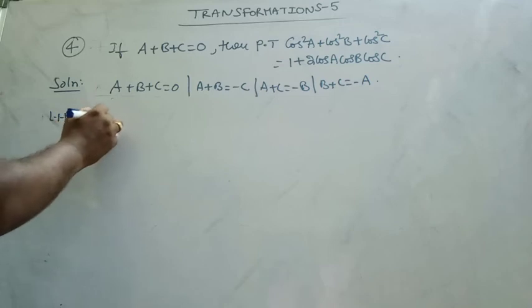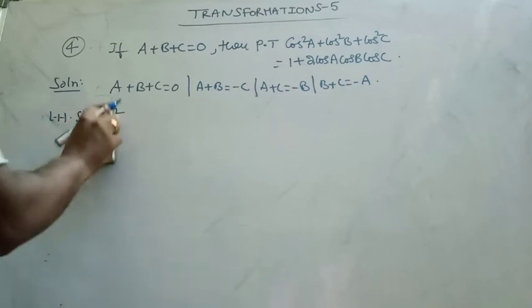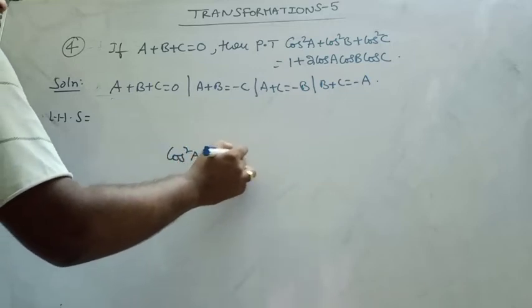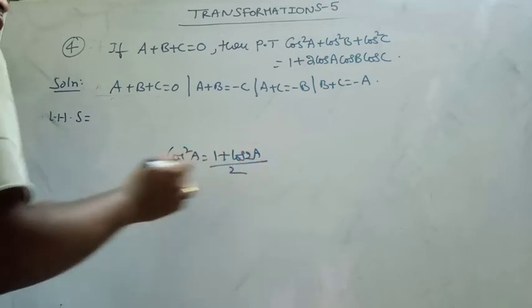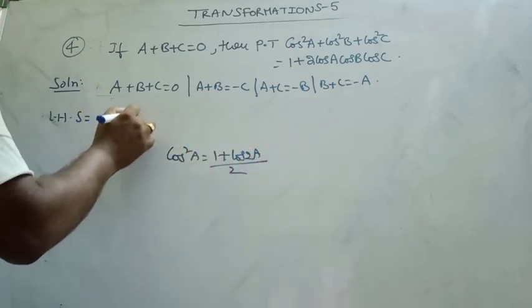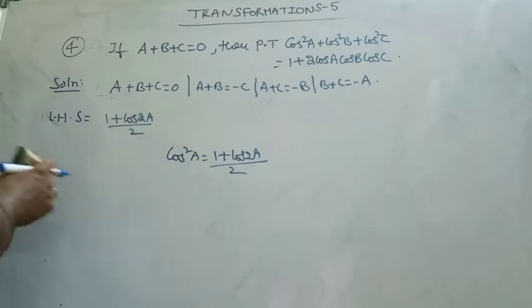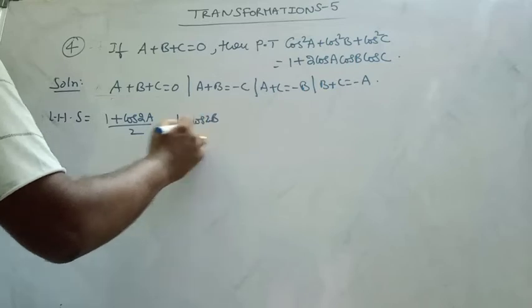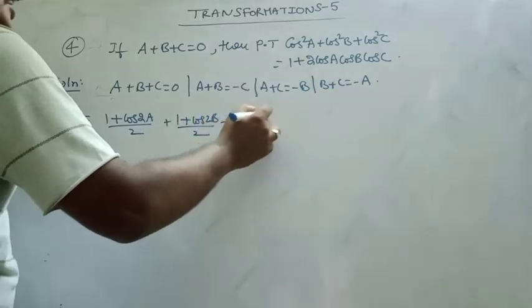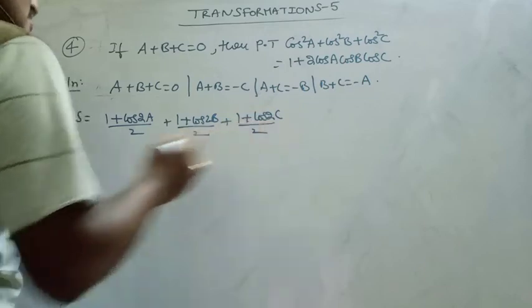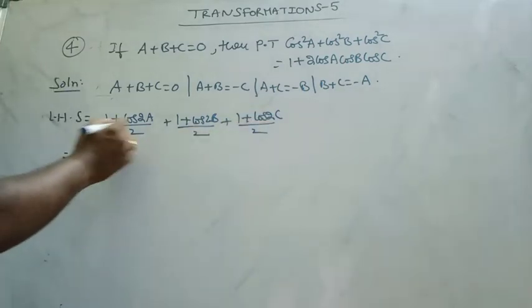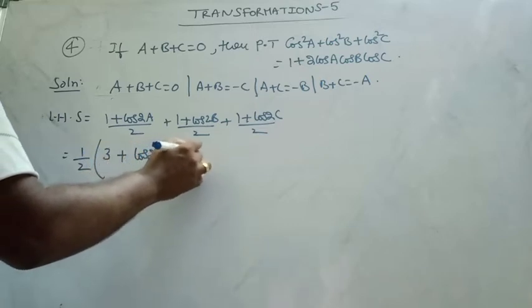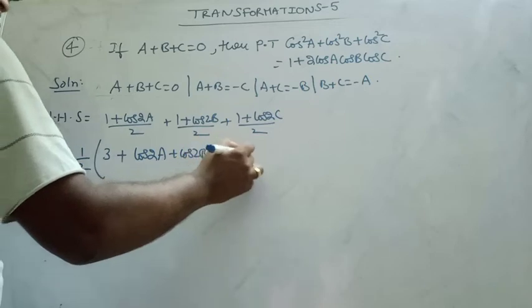This is equal to cos square a plus cos square b plus cos square c. Already I told you that the formula for cos square a is (1 plus cos 2a) by 2. Therefore this is (1 plus cos 2a) by 2, plus (1 plus cos 2b) by 2, plus (1 plus cos 2c) by 2. Now if you take 1 by 2 common, 1 plus 1 plus 1 is 3, plus cos 2a plus cos 2b plus cos 2c.